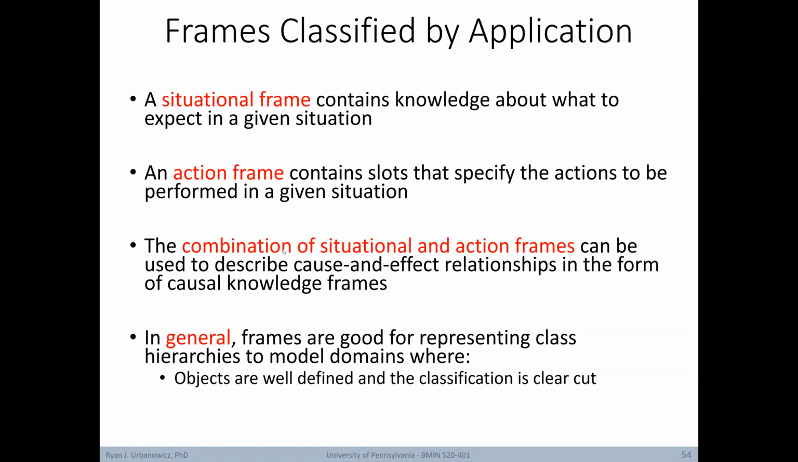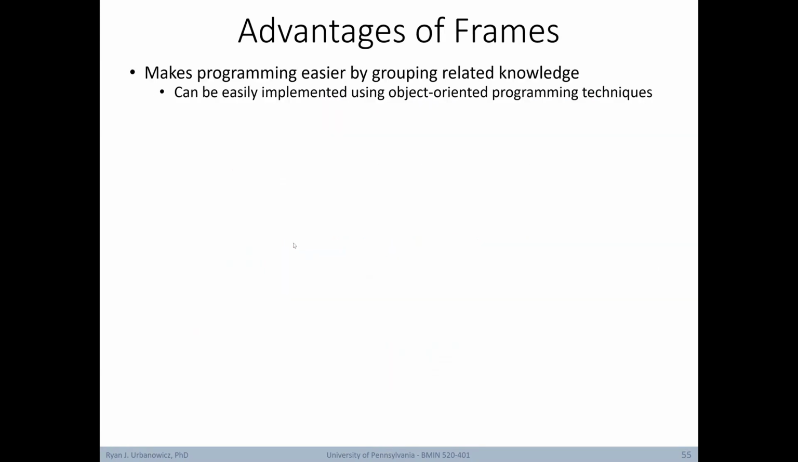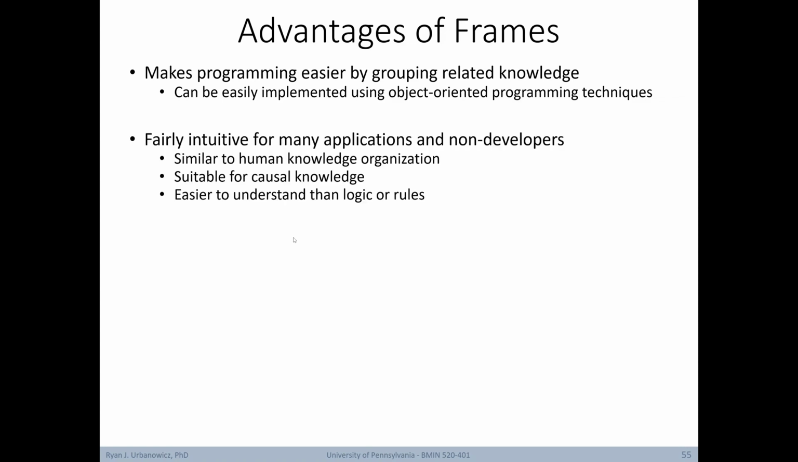In other words, frames are not terribly good at resolving ambiguity. So let's dive deeper into the advantages of frames. Well, first, they make programming a knowledge representation easier by grouping related knowledge. As such, frames can be easily implemented using object-oriented programming techniques. Frames are also fairly intuitive for many applications and non-developers or people with minimal computer science experience.